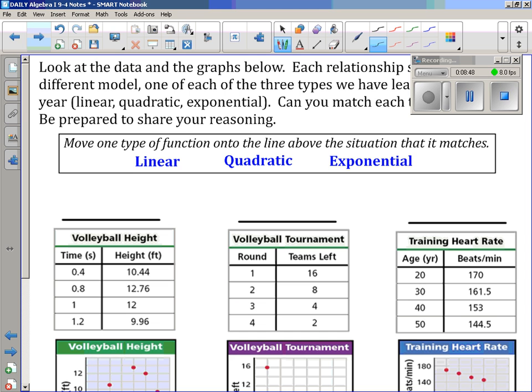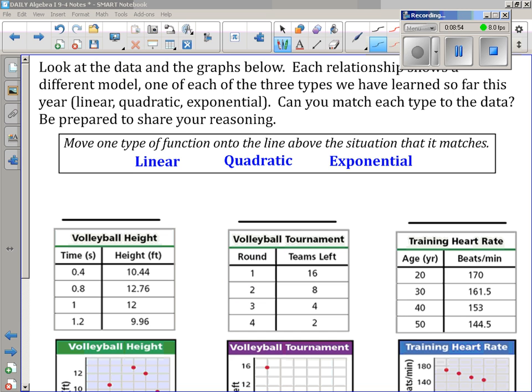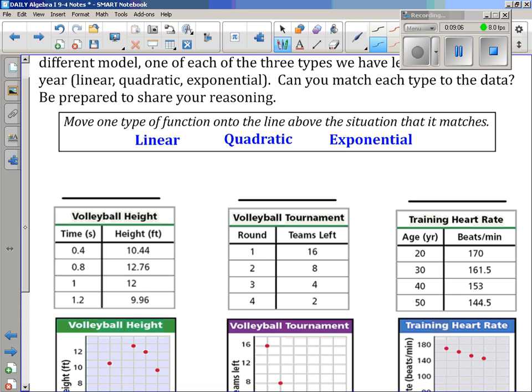So we're going to go on to the next page, and we're going to talk about how we identify whether a relationship or a model is linear, quadratic, or exponential. So before we look at these tables and these pictures, because just by looking at the picture, I'm sure you could probably identify which one's which, I want to talk about what kind of patterns we should expect to see in a table for each one of these types of functions. So let's talk about linear.